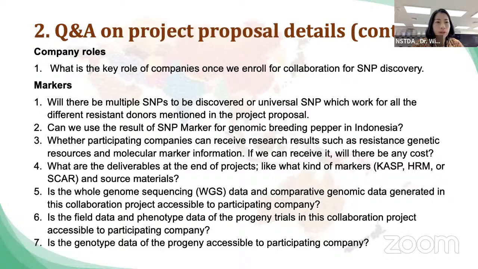All right, as for the questions on markers, number one, will there be multiple SNPs? Yes, of course, there will be many SNPs. Hopefully there'll be clusters in one, two or three, depending on the number of loci responsible for the resistance. So we expect to find several QTLs, and within each peak, there will be several SNPs. We will design the assay based on the SNPs with the highest LOD score.